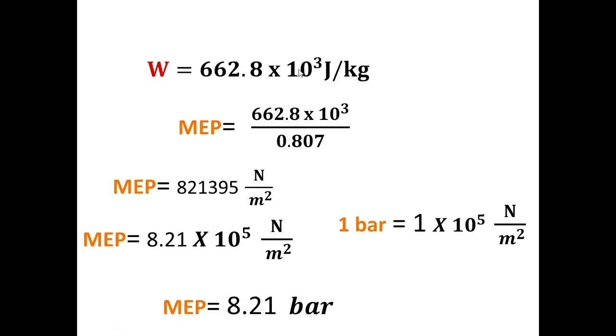Mean effective pressure is equal to W divided by the swept volume. Put W in joules per kg, because the swept volume is in meter cube per kg, so it comes in Newton per meter square: 821,395 Newton per meter square, which is 8.21 into 10 to the power 5 Newton per meter square. Since they ask for the mean effective pressure in bar, and 1 bar is equal to 1 into 10 to the power 5 Newton per meter square, as you know very well, you get 8.21 bar mean effective pressure. Thank you.